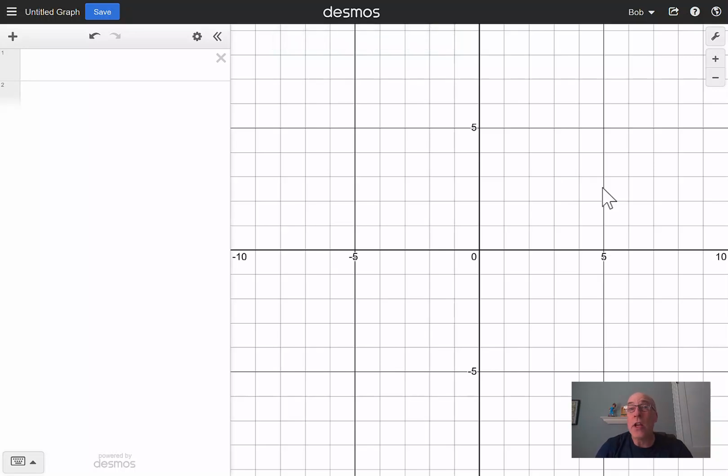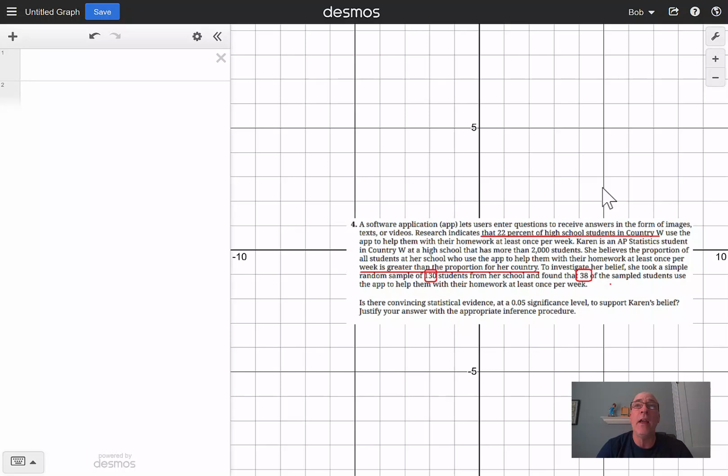Okay, now let's take a look at question 4. This is the 2025 inference question. We're never surprised when we have an inference question where students need to complete all of the steps here. This one, if you look, we are told that 22% of high school students in County W use an app. The teacher here, Karen, believes that the proportion of students at her high school who use the app to help them with their homework at least once per week is greater than the proportion for her country.